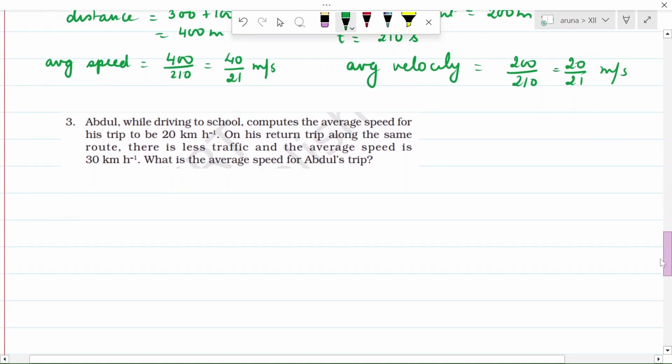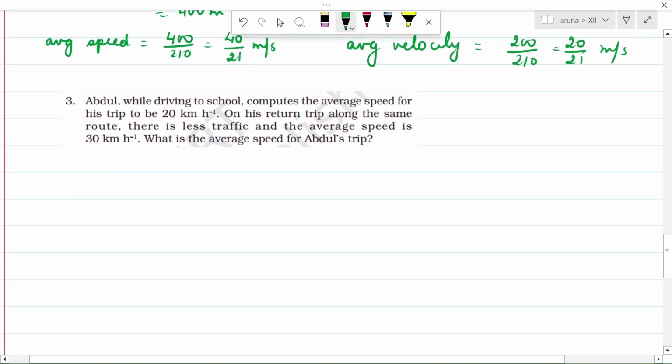Similarly, you have another question. It is question number 3 of the exercise. Abdul, while driving to school, computes the average speed for his trip to be 20 km per hour. On his return trip along the same path, there is less traffic and the average speed is 30 km per hour. What is the average speed for Abdul's trip? Now in this case, you can see very well that only average speeds are mentioned, and nothing else is given. So not even the time. So how do you understand this situation?